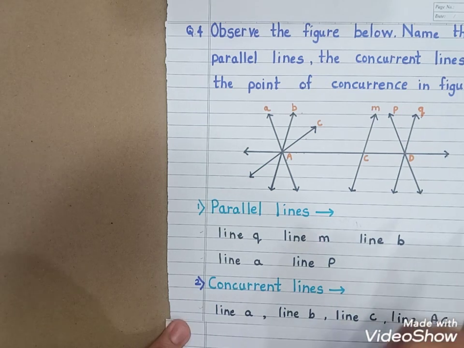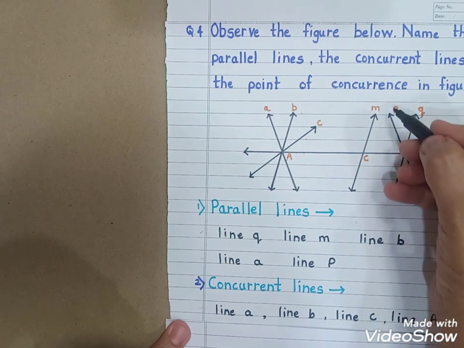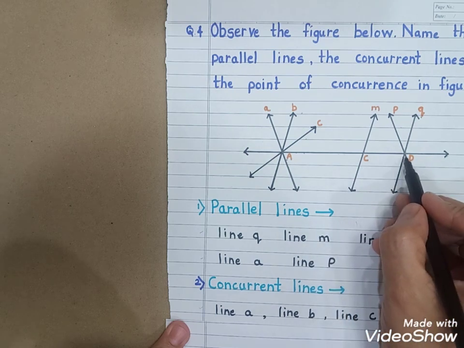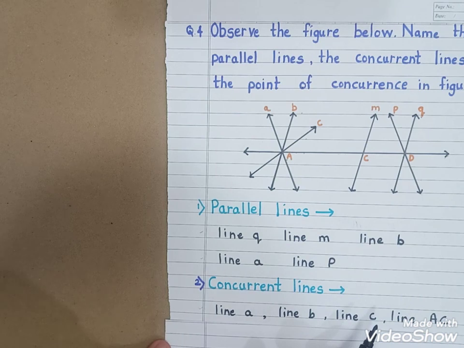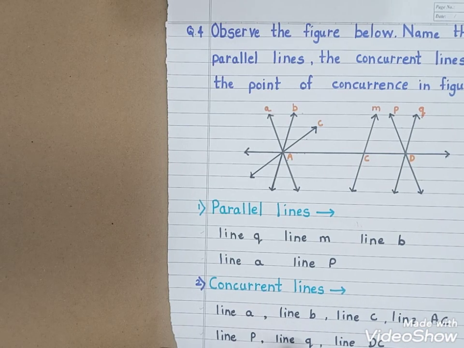Like that, at point D, line Q, line P and line DC pass through this point D. So these are concurrent lines. Let's write the names of these concurrent lines. Here line P, line Q and line DC are concurrent lines.